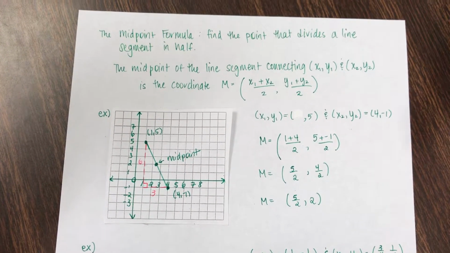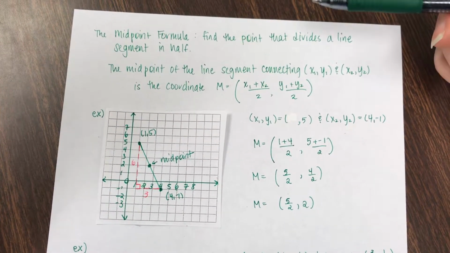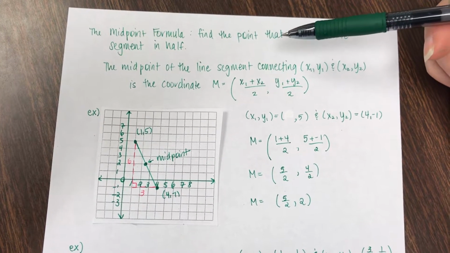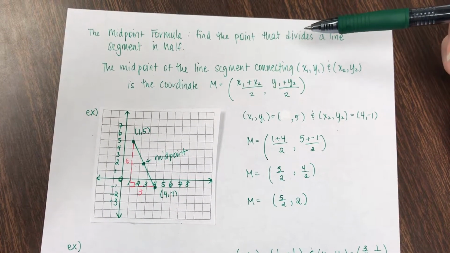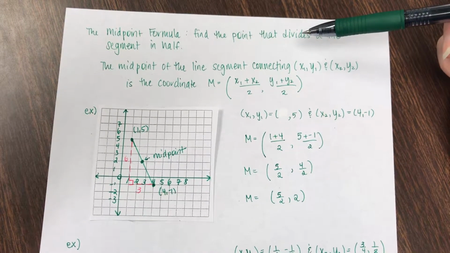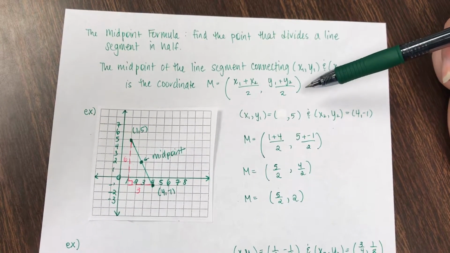So we're going to take a look back at those coordinates, but this time we're going to look for something different. We're going to look for the midpoint. Now the midpoint means the coordinate on the graph that would divide a line segment exactly in half. And so again, here's a formula for it.